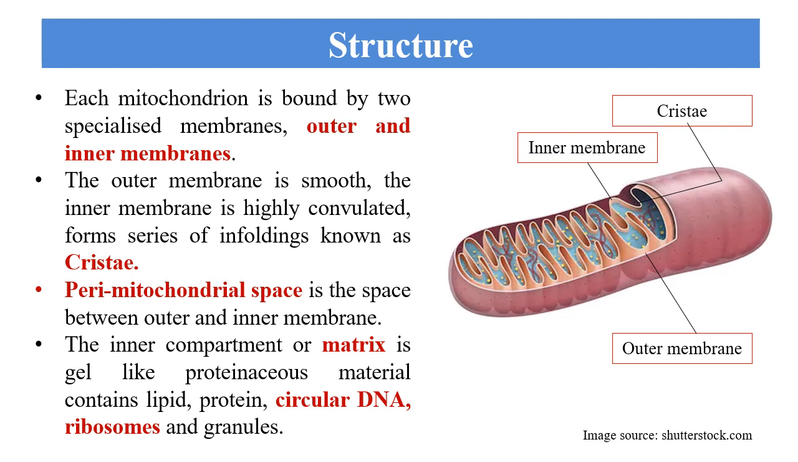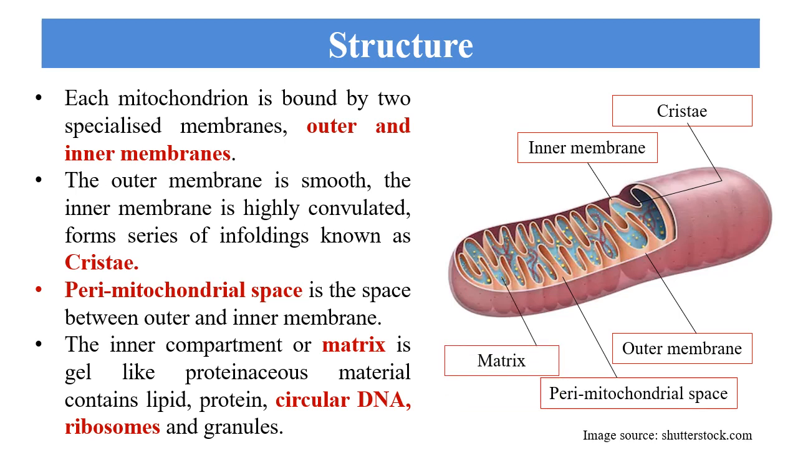The space between the outer and the inner membrane is called the intermembrane space or perimitochondrial space. The inner cristae are towards the space called the matrix. The mitochondrial matrix is filled with homogeneous gel-like dense proteinous material. The matrix contains mitochondrial DNA, mitochondrial ribosomes, and granules.